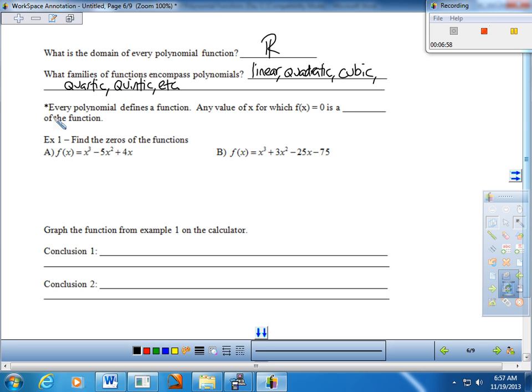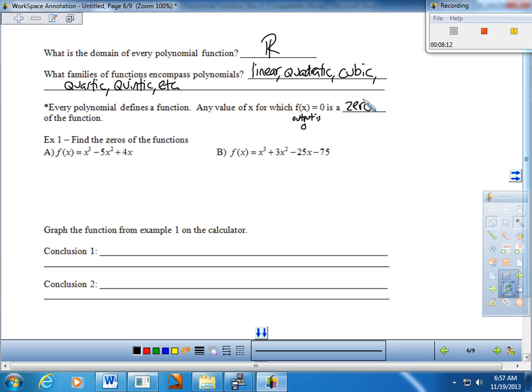Next piece on your paper, it says every polynomial defines a function. Absolutely. And any value of x for which f of x equals 0, so when the output is 0, that's the key here. In fact, you might want to write that: output is 0. That's what we mean here. Of course, f of x is just a fancy way to talk about y. So any value of x for which f of x is 0 is what is called a 0 of the function. And we'll be looking a lot at the zeros of functions as we go through our curriculum here.